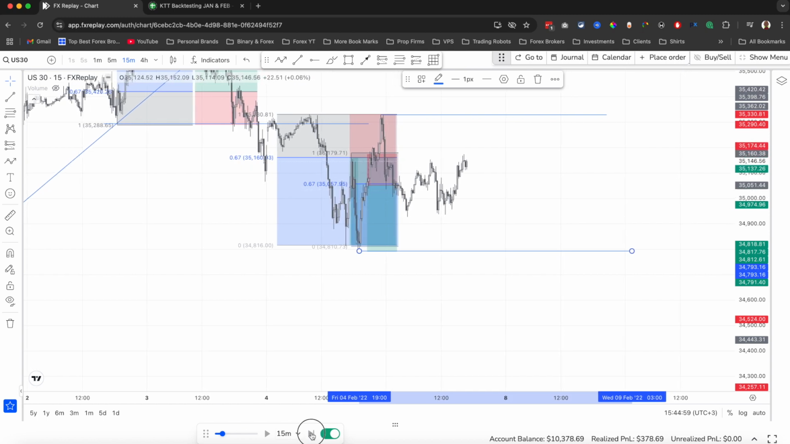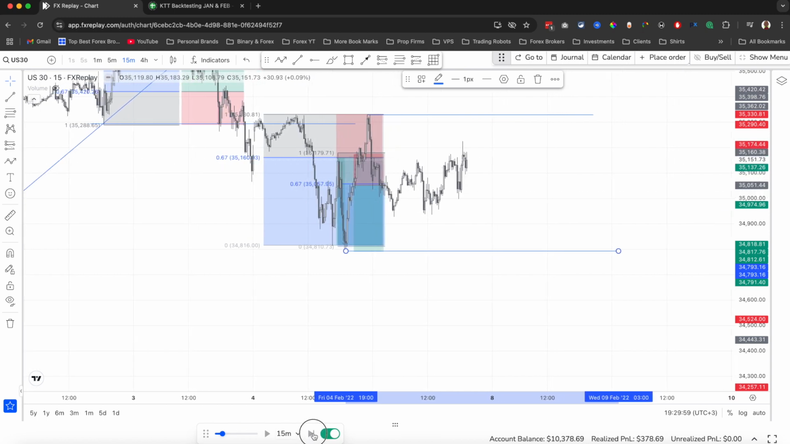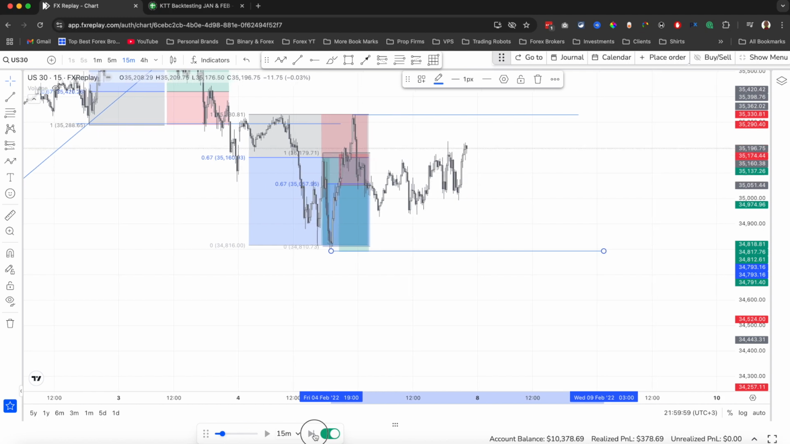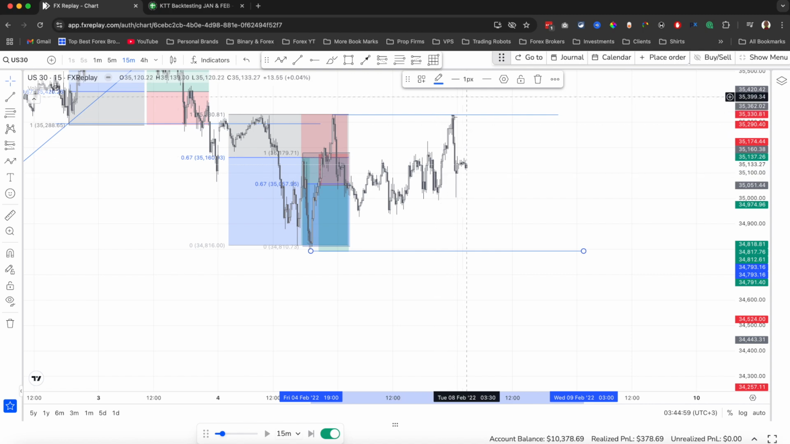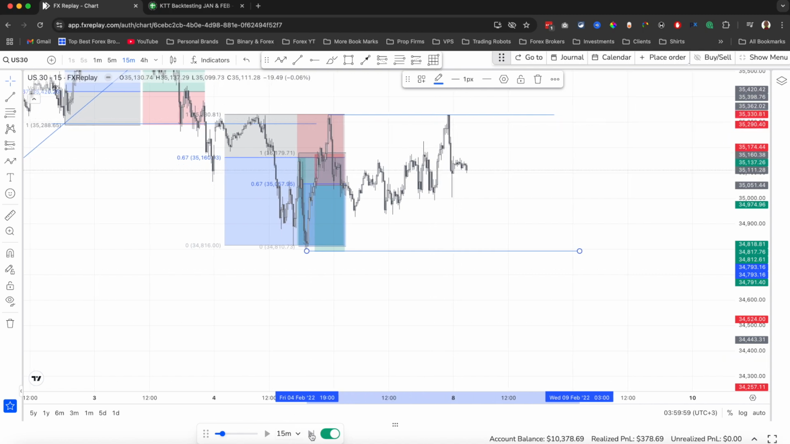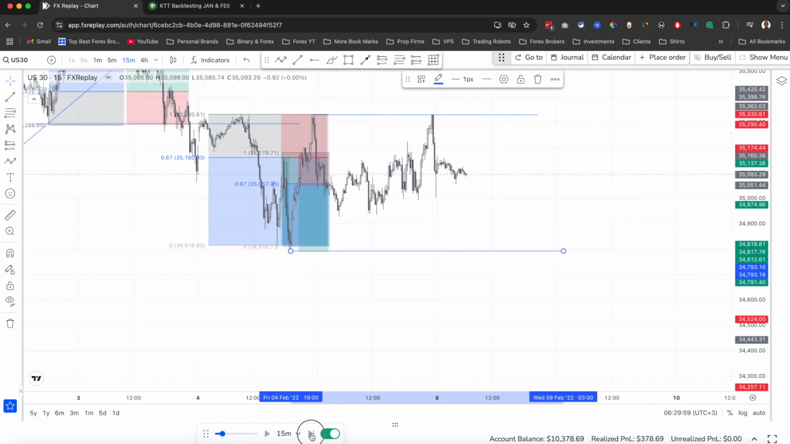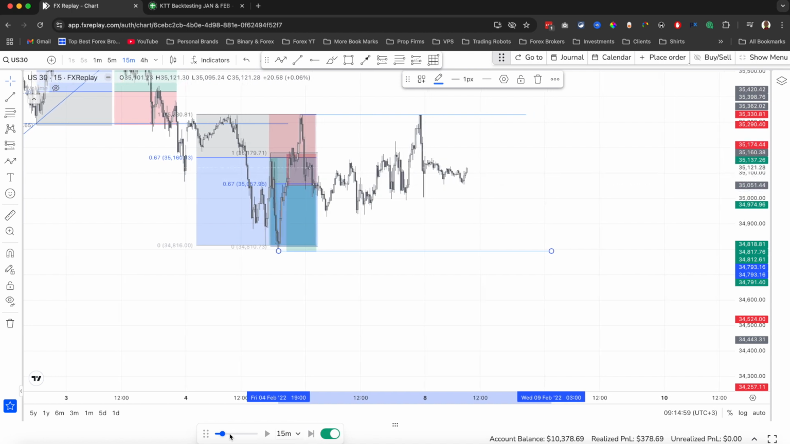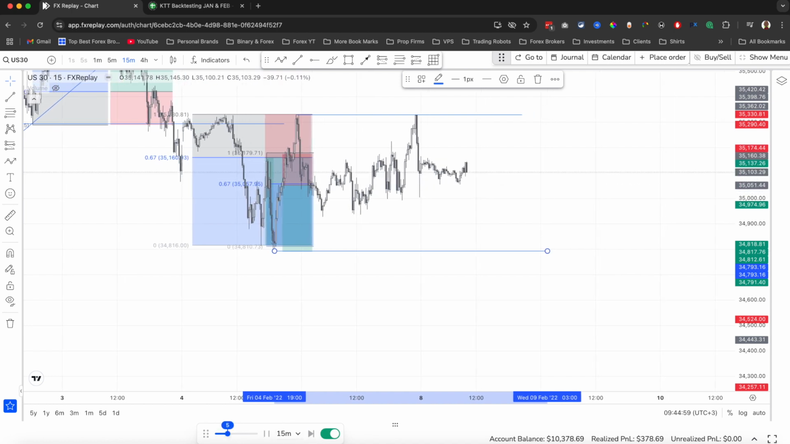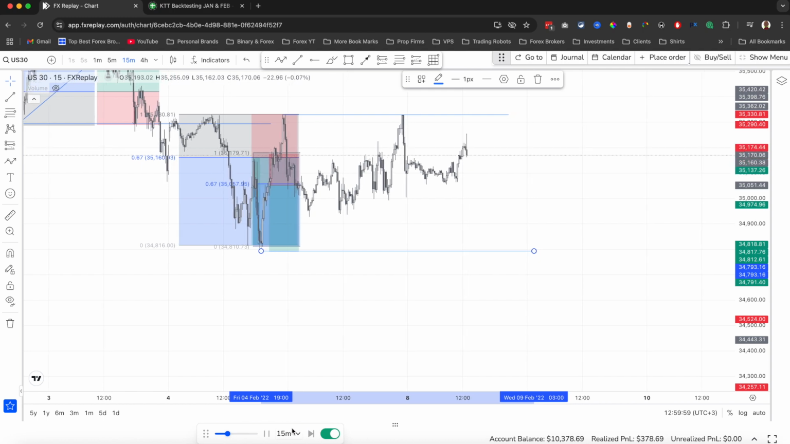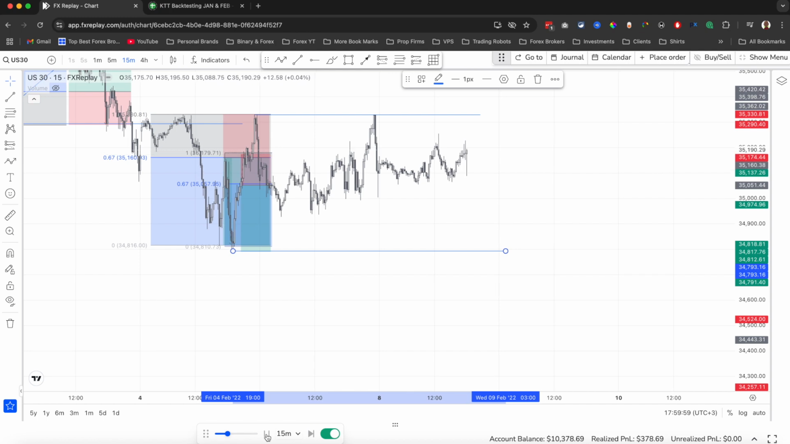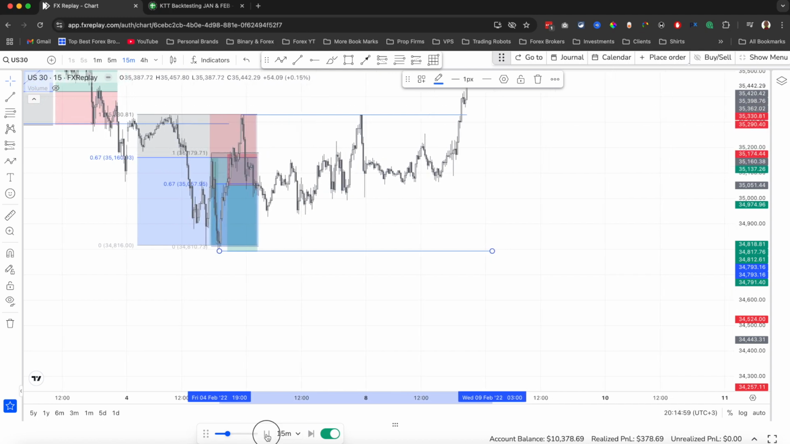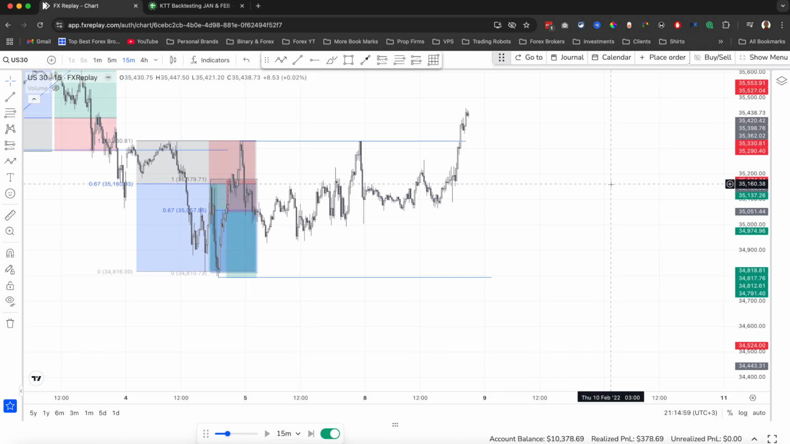So you wait for the price to break, right? The price is still ranging. It has not broken anything here. So let's just speed this thing up. Oh, the price has now broken, right? So what are we waiting for? We are waiting for a retest of this line here.